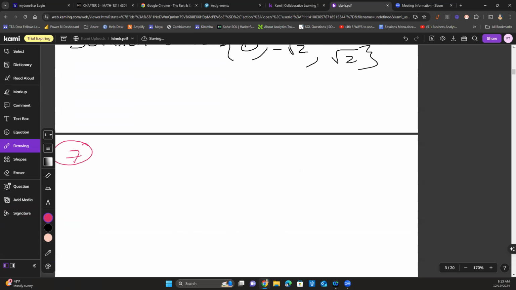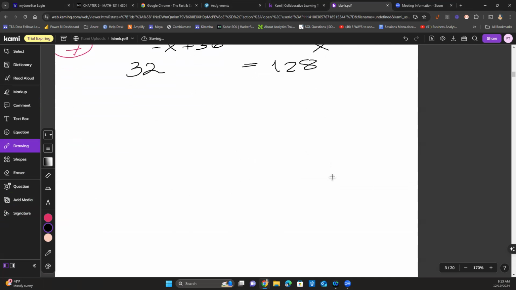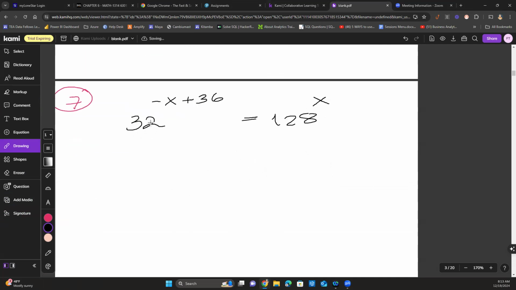And then question 7 on the homework, the numbers I got is, I have 32 to the power of negative x plus 36, and I will set this equal to 128 to the power of x. So I'm going to solve this exponential equation. The base number is 32 and the base number is 128. 128 is not a power of 32, but both of these numbers are powers of 2. So let's again identify the powers of 2 here.